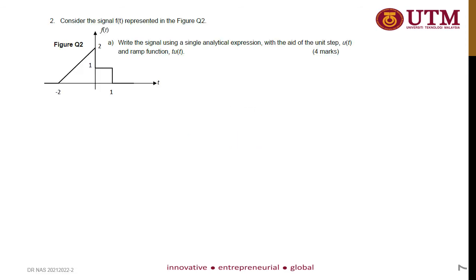Let's look at the second question, part A. Consider the given signal. You need to write down the equation. In order to write down the equation, as I've shown you in the lecture notes, you need to consider the lines intersecting at the t values, and then determine how many lines are crossing that point.